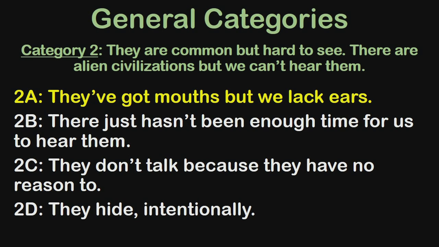So Category 2A. They have mouths, but we have no ears to listen. Again, this typically means that they don't use radio for communication, which is what groups like SETI listen for. This could include something that's faster than light or even instantaneous, or something like neutrinos that just go right through everything that we have right now, but could conceivably be detected much better by superior technology, or even just that they don't use omnidirectional signals, which are very wasteful in most cases, especially for long-distance communication between two spots.